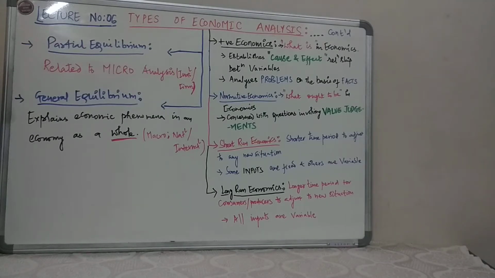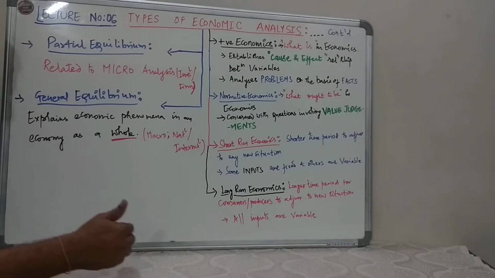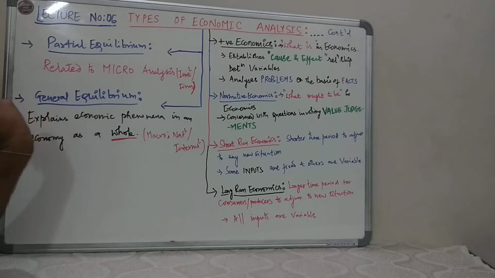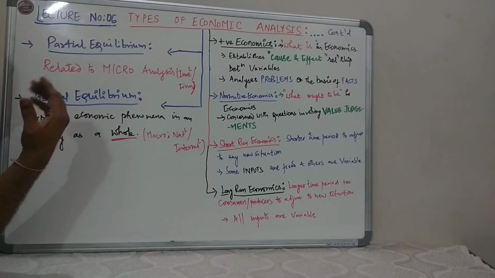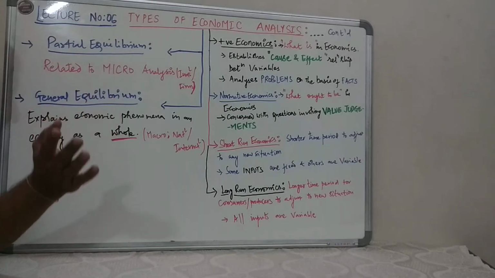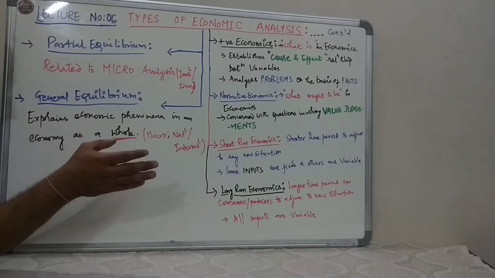It establishes cause and effect. Nothing happens in economics without any reason, without any justification. There is demand because the prices are down. There is supply because prices are high. Nothing happens without any valid backup reason. That is what is studied in positive economics. It analyzes problems on the basis of facts. Nothing is random. Pure facts, and facts are based on relevant data.